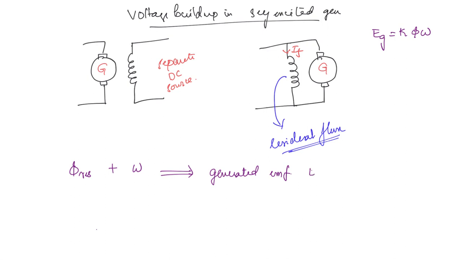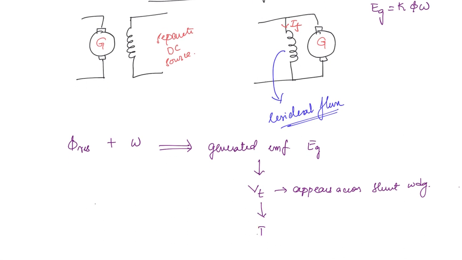Now once generated EMF is present, then what is going to happen? We get a terminal voltage, okay? So now this terminal voltage will appear across the field winding, right? We are talking about the shunt generator, so across the shunt winding we can take. And this will in turn result in a rise in the field current, right? The field current means that the field flux will increase, and an increased field flux will result in an increase in the generated EMF, okay? So this is like a positive feedback loop that is happening here.